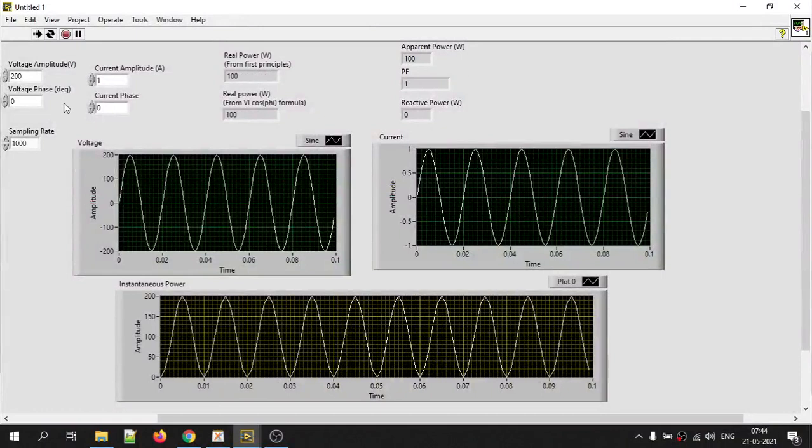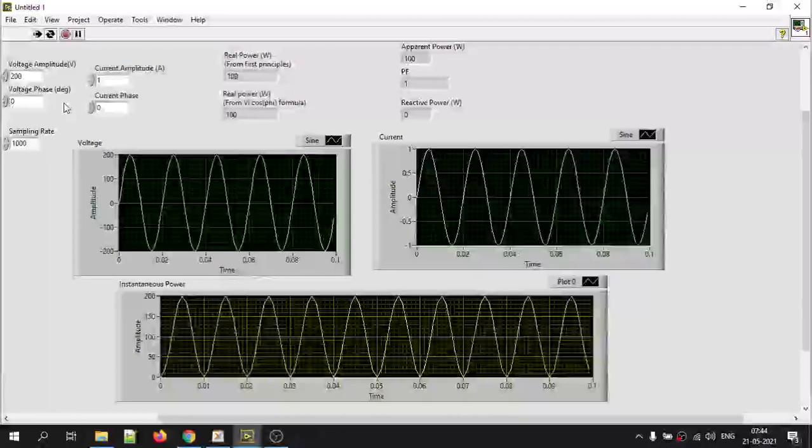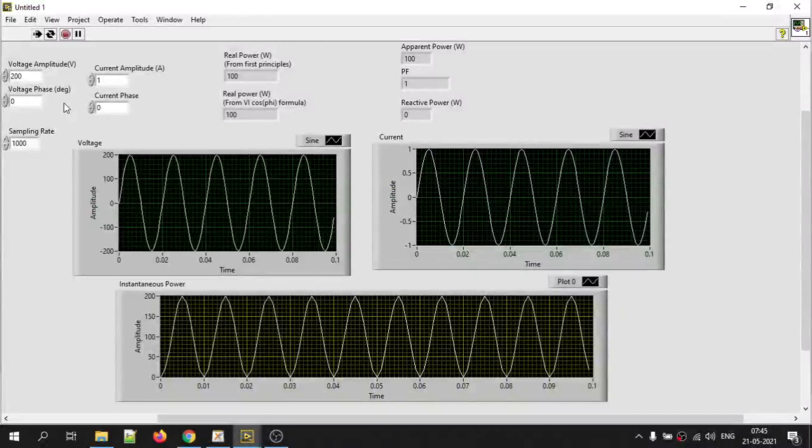So through this experiment we have developed a LabVIEW program for calculation of instantaneous power, real power, reactive power, apparent power and power factor, etc. And we have also compared the results of the real power calculation from the first principle, where we have calculated the average power, as well as from the formula VI cos phi, assuming that phase is known.